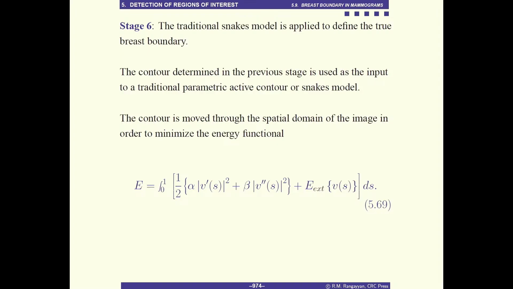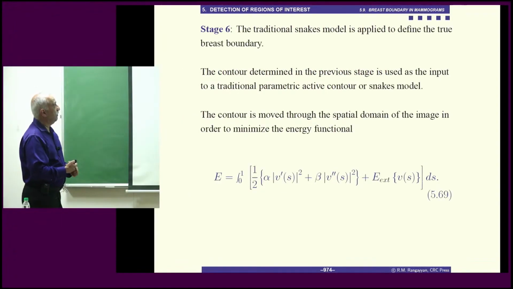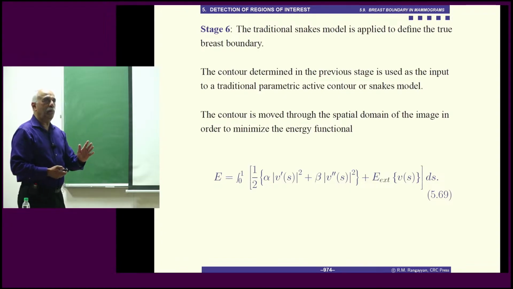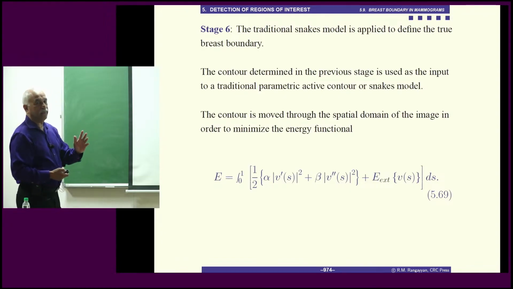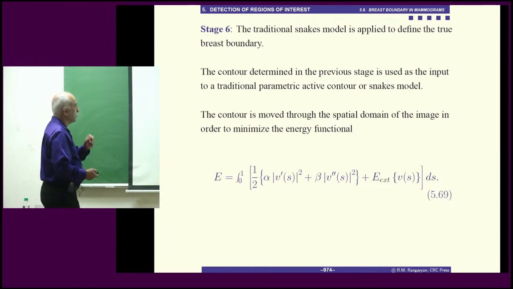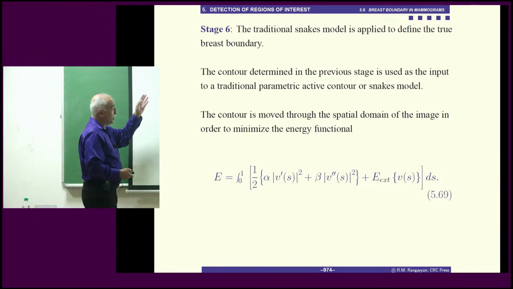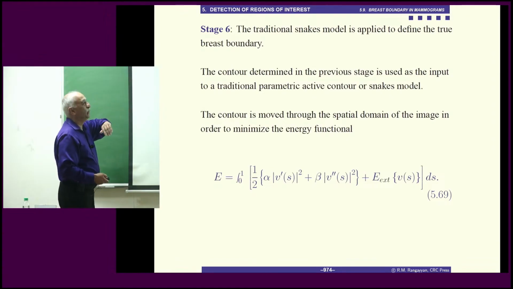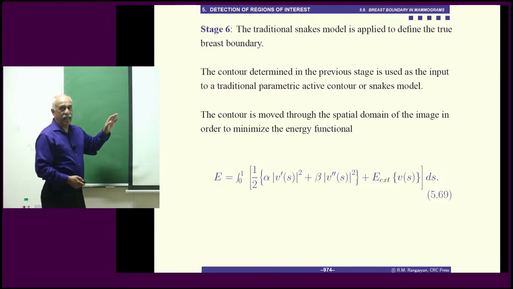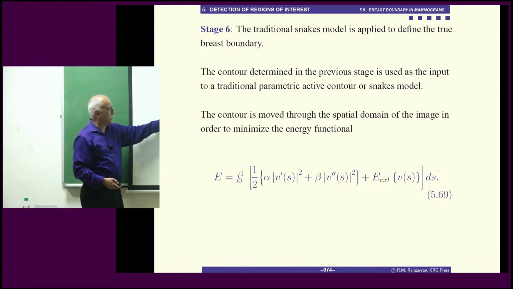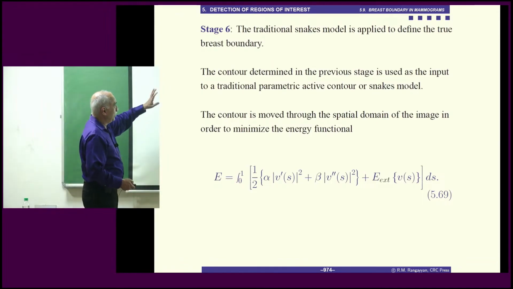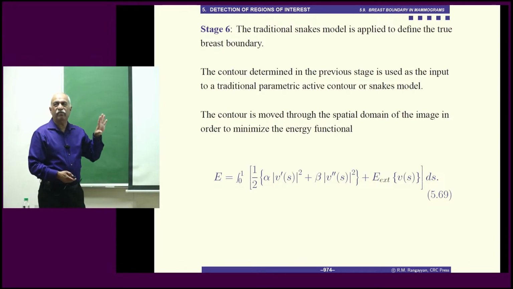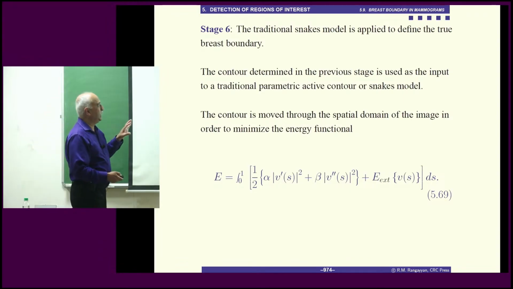And then the traditional snake's model is applied to define the true boundary. That's a further modification of that contour. The contour obtained up to this stage is put as the input to the traditional parametric active contour or snake's model. The contour is moved through the spatial domain of the image to minimize some functional of energy.